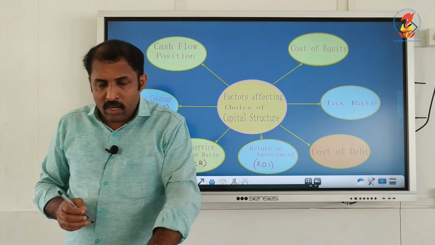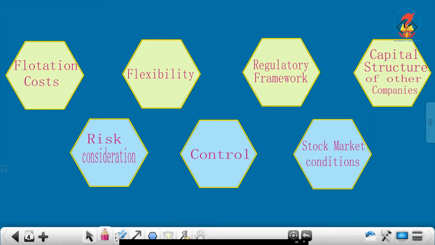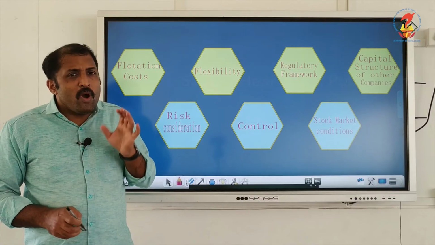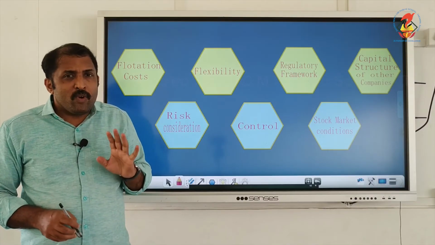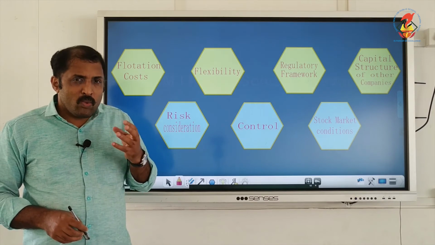And next one is flotation cost. What is flotation cost? When a company is raising finance through various sources, there is an amount which we have to spend for this fundraising exercise. This fundraising requires cost.